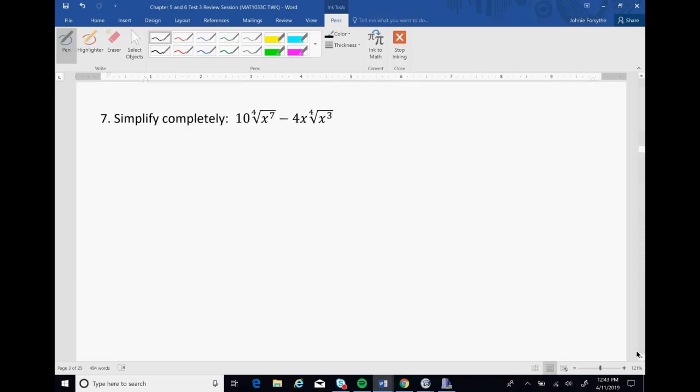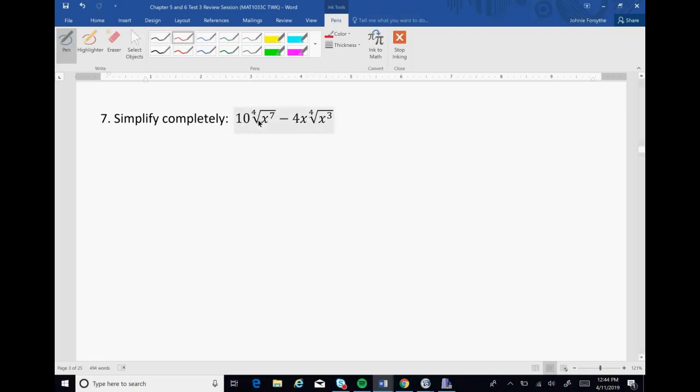Okay, simplify completely. So now we have radicals. It's kind of similar to what we did in the first problem, but we're going to then do operations with them. So in order to subtract or add radicals, you must have like radicals, just like having like terms. We do not have like radicals because you have to not only have the same index, which we do have, we have to have the same radicand, the same thing under the radical. And we don't. This is x to the 7th, this is x to the 3rd. So before we can do any combining, we want to see if we can get like radicals.